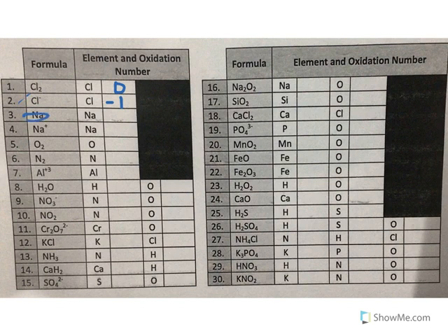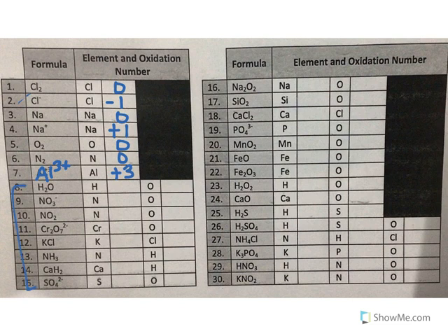Next, sodium. Again, that's just sodium all by itself, so it's going to have an oxidation number of 0. The next one is a sodium with a 1+ charge, so its oxidation number will match that of +1. Next is oxygen, just in its elemental form, so we know it's 0. Same here with number 6, nitrogen. In its elemental form, oxidation number 0. Number 7, really this is a typo, it should say Al3+, not +3. But this aluminum 3+ ion has a charge of 3+, so it will have an oxidation number of +3.